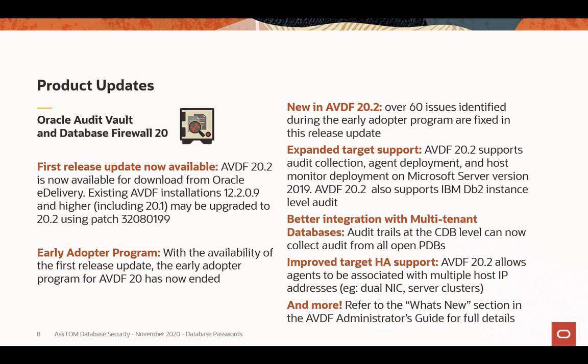Again, huge thanks to the many people who participated in this program. This release update fixes over 60 issues that were identified during the early adopter program, which means that as you're beginning to adopt and use Audit Vault and Database Firewall 20.2, here again the maturity of the product, even just with a single bundle patch, has really increased greatly.